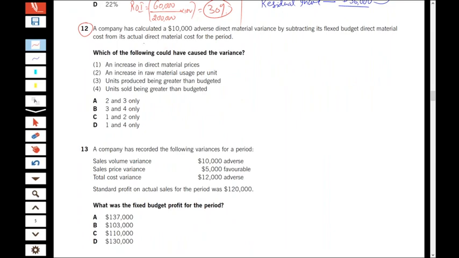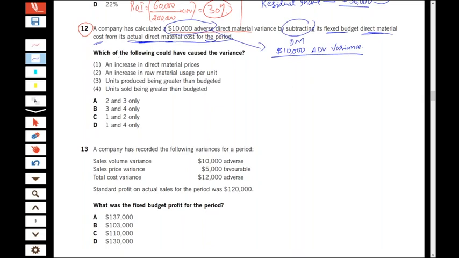Now moving to the next question, number 12. A company has calculated a $10,000 adverse direct material variance by subtracting flex budget direct material cost from actual direct material cost for the period. Which of the following could have caused the variance? Cause means the reason for this adverse variance. Just read all these four options.